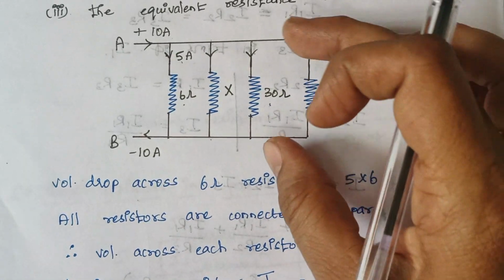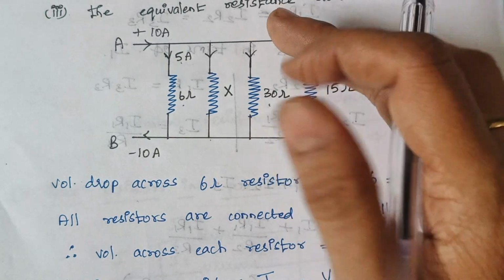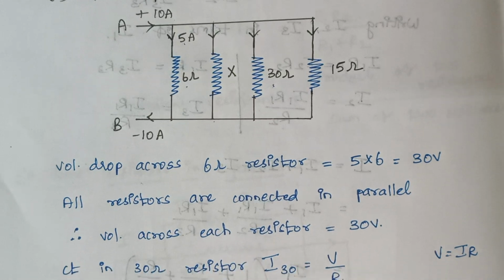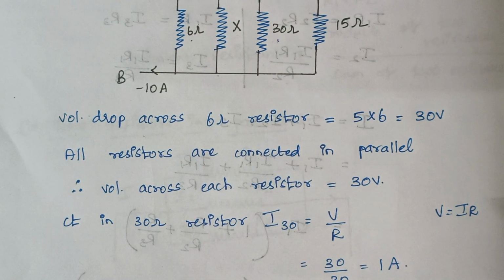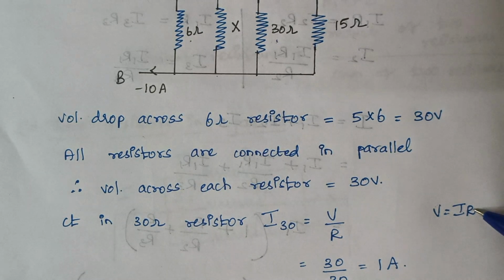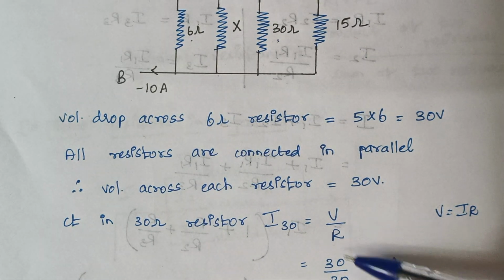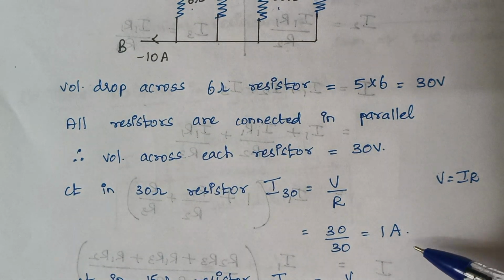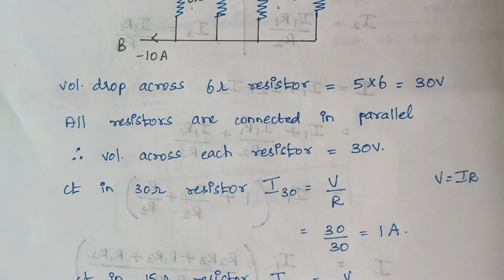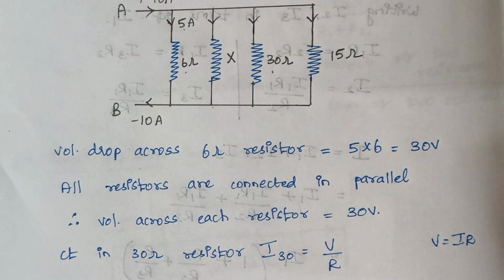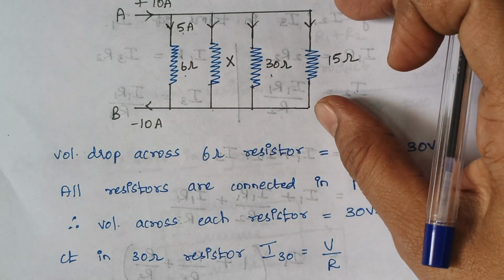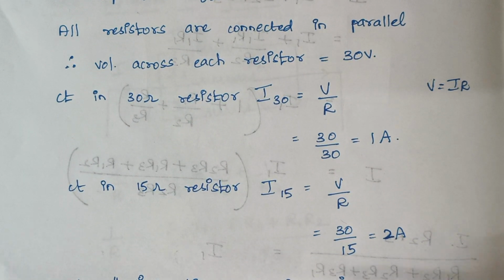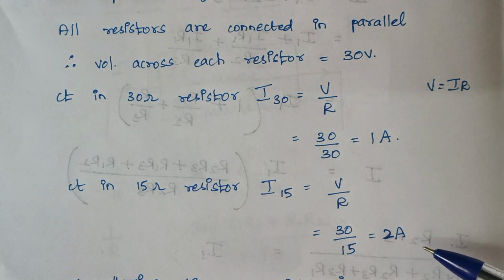Now you see the voltage across this 30 ohm resistor is 30 volt and the value of the resistance is 30 ohm. Then what about the value of current? So again by Ohm's law, V is equal to IR. We know the value of V, we know the value of R. So we can calculate the value of I. So the value of I is 30 by 30, which is equal to 1 amp. Right. Now the next thing is current in the 15 ohm resistor. Again the voltage across this 15 ohm resistor is also the same 30 volt. So again by using Ohm's law, we calculate the current flowing through the 15 ohm resistor as 2 amps.